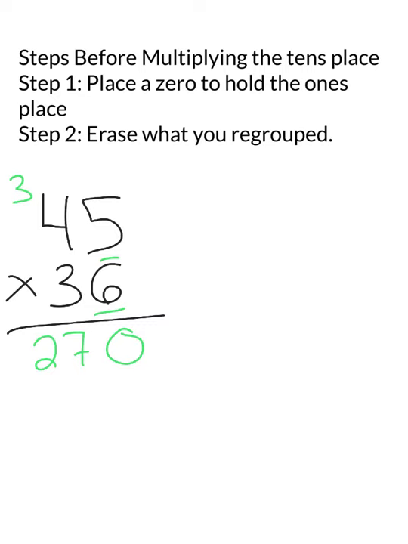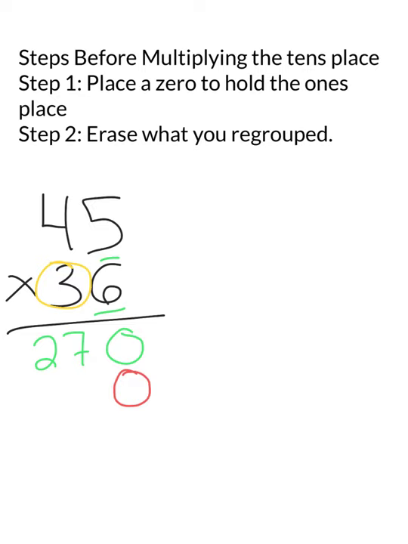Now we're going to use our steps. So before we multiply our tens place, which is the 3, first we're going to place a 0 to hold our ones place, because we're not really multiplying 3, we're multiplying 30. Then we're going to erase what we regrouped. Now you are all set to multiply the tens place.